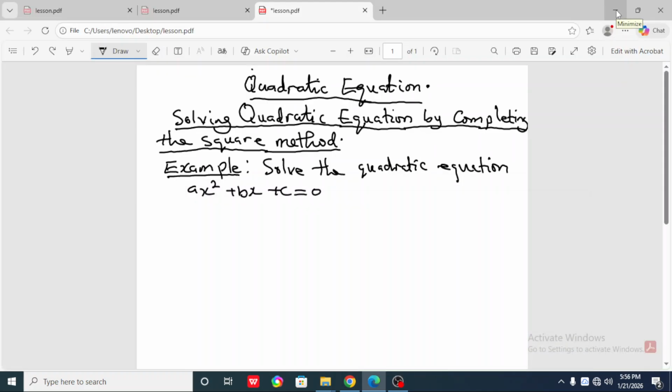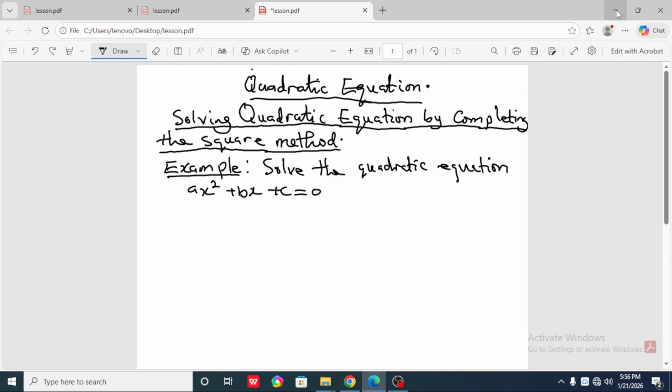Good day. I want us to consider another topic today, and that topic is quadratic equation. But we have different methods of solving quadratic equation. We have the method of factorization, the method of completing the square, and the graphical method. But today I want to consider solving quadratic equation by completing the square method.